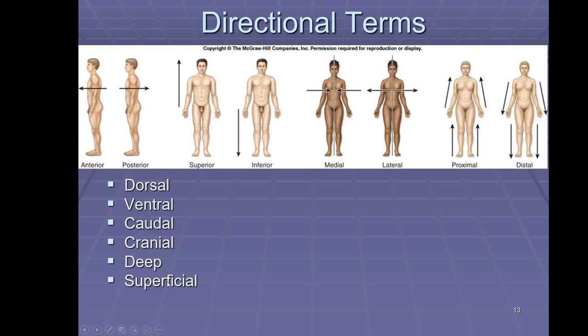Deep and superficial have to do with how close things are to the surface. Superficial means towards the surface, deep means away from the surface. So you could say, for instance, the heart is deep to the rib cage, or vice versa, the rib cage is superficial to the heart.